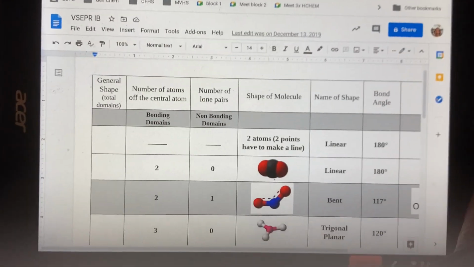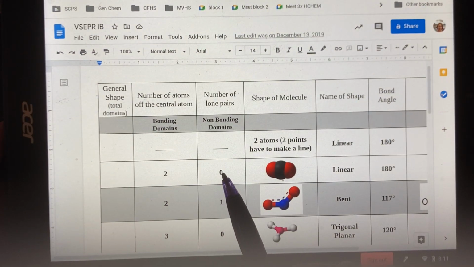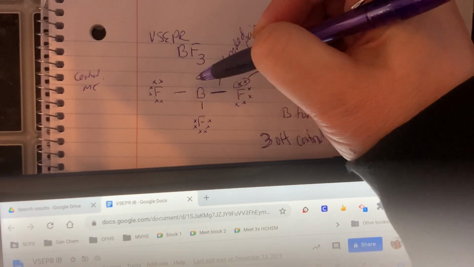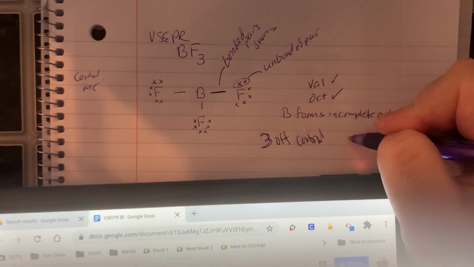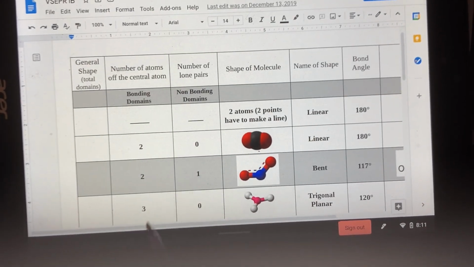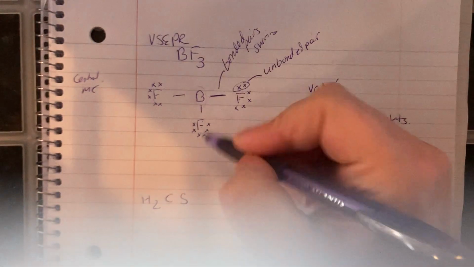And then lone pairs. I have 0 lone pairs. That means just on the central atom, do you have any extra electrons? I have none, 0 lone pairs. So my code is 3, 0. So I go down here and I find 3, 0. It looks like this, and it's called trigonal planar at 120 degrees.